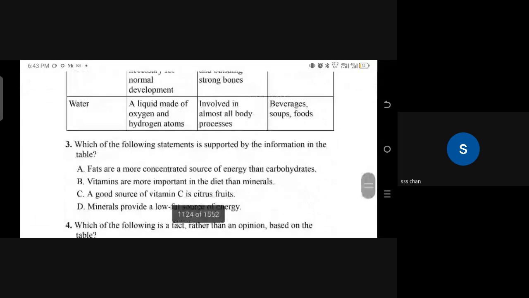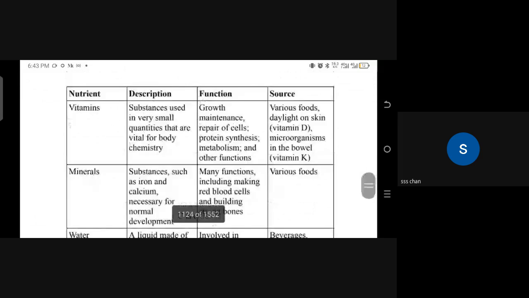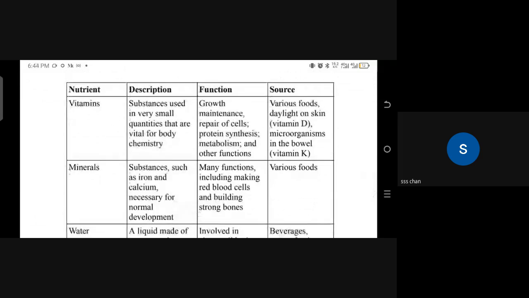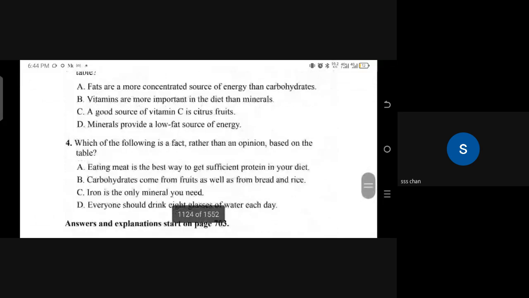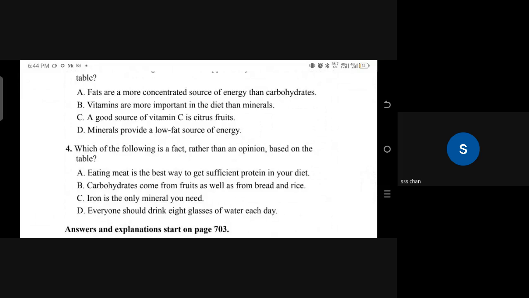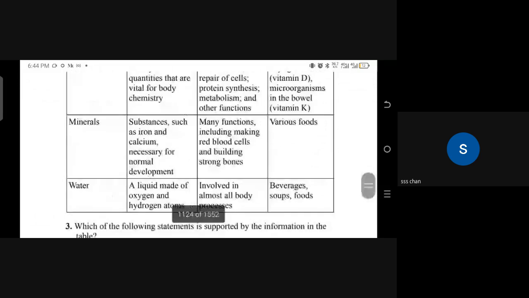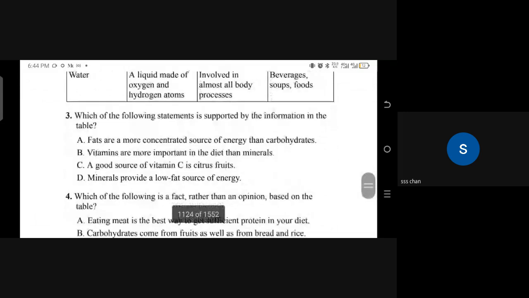Option C says a good source of vitamin C is citrus fruits. The answer is no, that one is wrong. Let's look at the last option, which says minerals provide a low fat source of energy. The answer is no. So our answer here is option A.